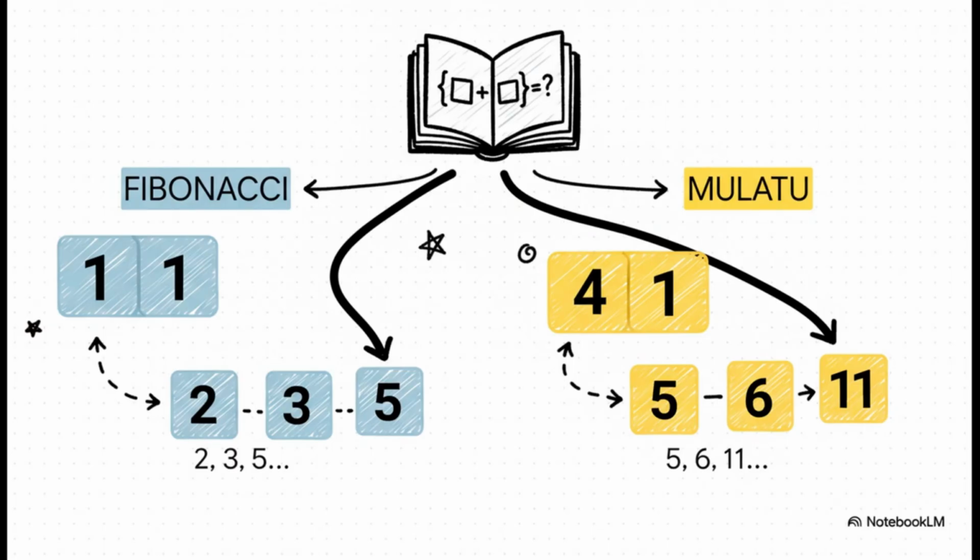And this brings us to something really fascinating. Now look at the Mulatu sequence. It uses the exact same recursive rule as Fibonacci. Add the last 2 terms together. So why on earth is it a completely different sequence of numbers? Well, it's all about the starting point. Fibonacci starts with 1 and 1. Mulatu starts with 4 and 1. That one tiny change to the initial conditions generates a totally unique pattern.